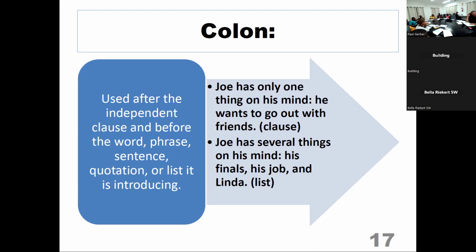So it says you will use it after an independent clause and before the word, phrase, sentence, quotation, or list that is being introduced. So you'll use it before the words that somebody spoke. Remember, that's quotation marks. So you'll use the colon before the words that somebody has spoken.